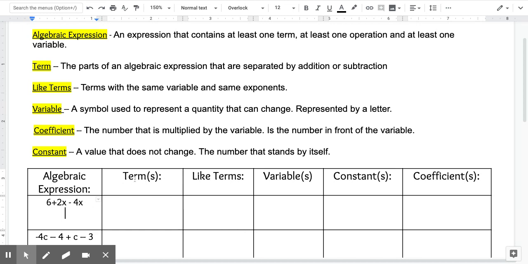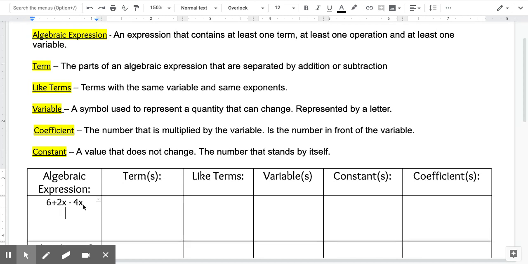Now the next one is term. What are terms? A term is a part of an algebraic expression that is separated by addition or subtraction. So if I look at this expression, I see an addition and a subtraction. So that means my terms will be 6, then 2x, and finally negative 4x.